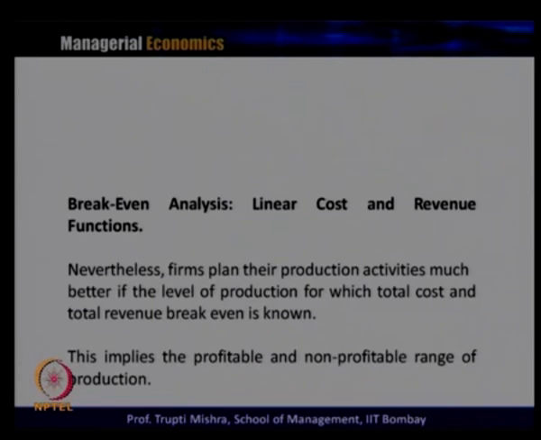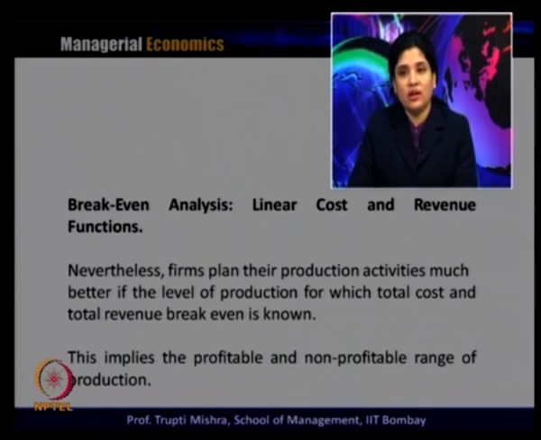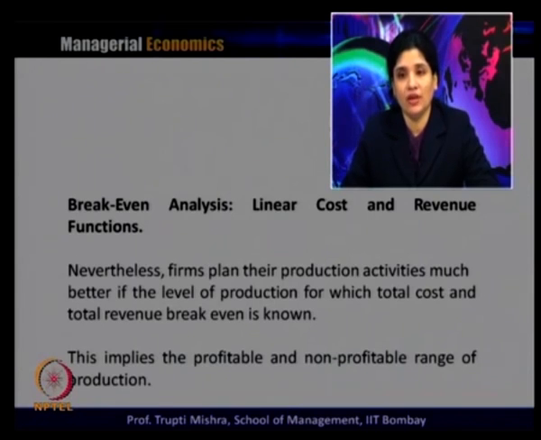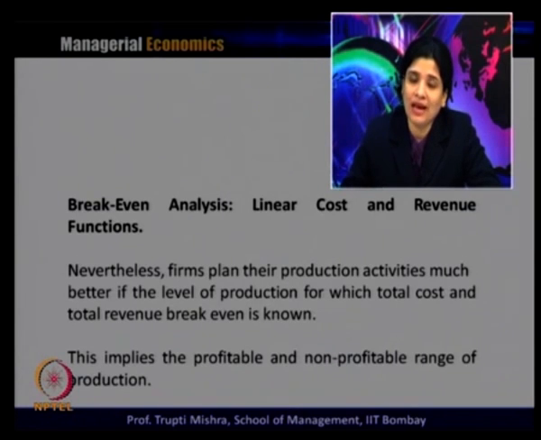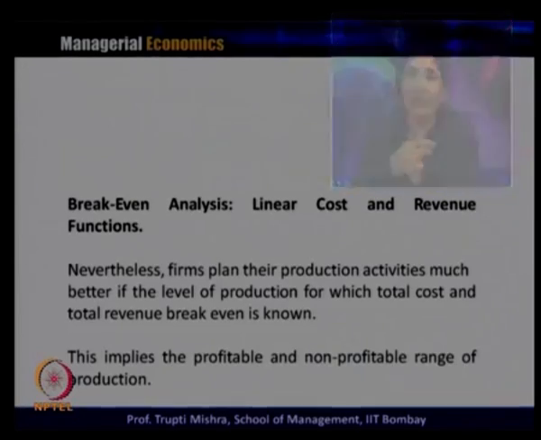So, even if all these uncertainties are there, the firm plans its production activity much better if the level of production for which total cost and total revenue break even is known. This implies the firm knows the profitable and non-profitable range of production. The relationship between total cost and total revenue at different stages of output gives us the profitable range to operate in and the non-profitable range to operate in.